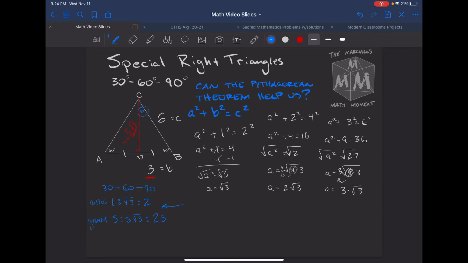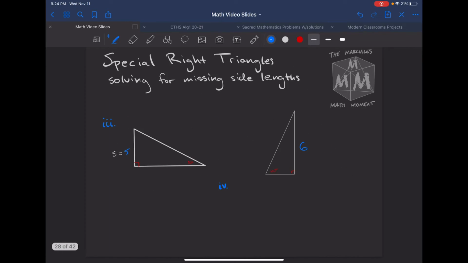If you can remember this, it's a powerful tool to solve for missing side lengths of special right triangles that are 30, 60, 90 right triangles. So let's try a couple examples. Our first right triangle here is a 30, 60, 90 because I have a 30 labeled in this acute corner right there, and so that means the other acute angle is 60.